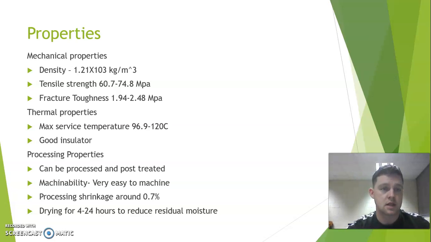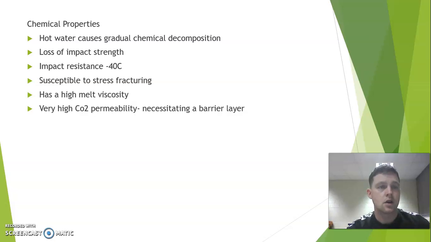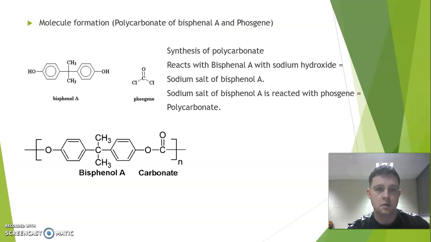Some of the properties can be seen: mechanical properties, thermal properties, and processing properties. Can be seen here. Other chemical properties: hot water causes gradual chemical decomposition, impact resistance to -40 degrees Celsius, has high melt viscosity, but it has very high CO2 permeability, so there's a necessity for barrier layers. Here's the molecular formation, using one method, which is bisphenol produced into a sodium salt. Then it's reacted with phosgene to give you your monomer of polycarbonate.